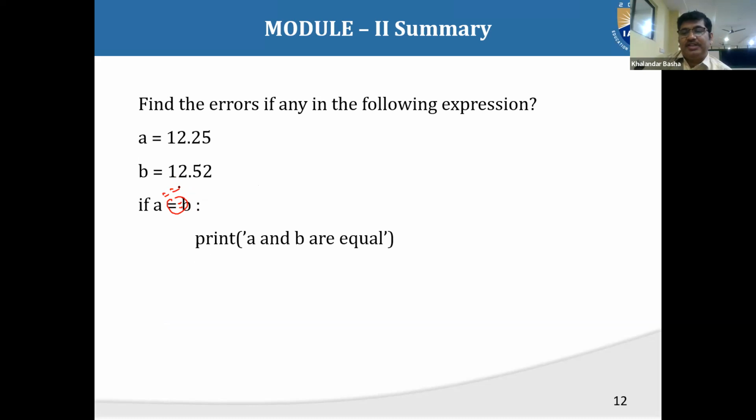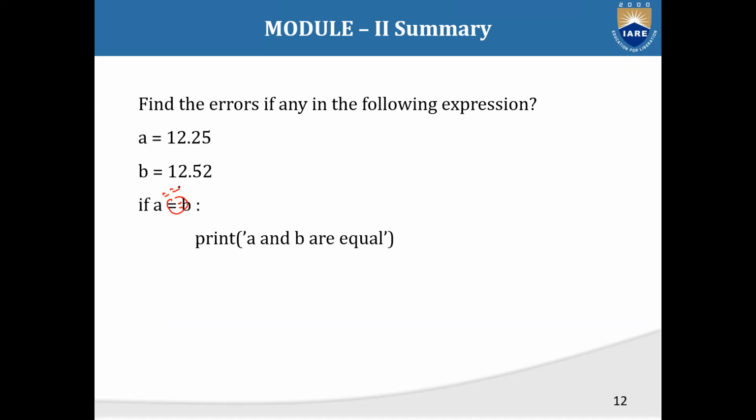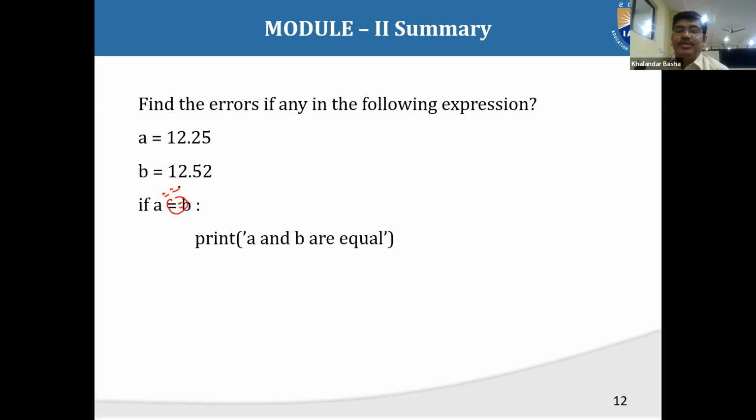So what could be our output for this? A is equivalent to 12.25, B is equivalent to 12.52. If A double equivalent to B colon print A and B are equal. So what is the output going to be? At the output side, what can we see here? Blank space, nothing. It won't print anything because the condition is false. 12.25 is not equivalent to 12.52. So it is an else case. In the program, as we are not having any else case, it is not going to print. Whenever you run this program, the output will be displayed in the command prompt.